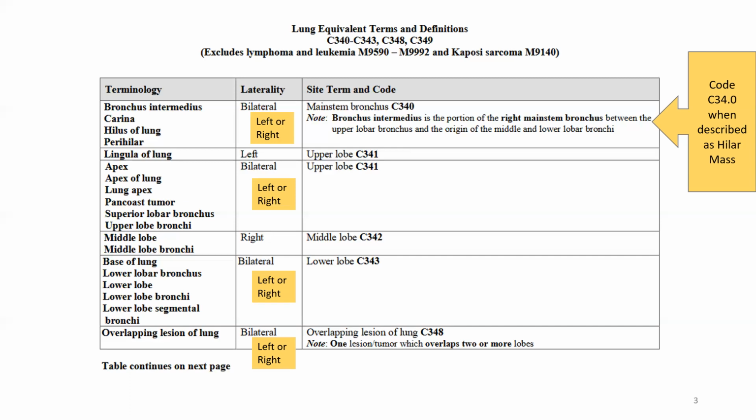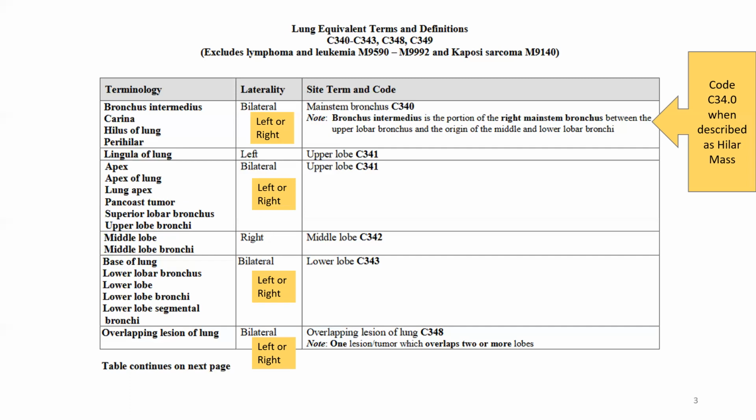This table has terms and anatomical descriptions that are not in the purple ICD-O. Column 2 indicates whether the term is used only for the right or the left, or if it's used for both. So this is not a laterality field. This is just helping you decide if this primary site could be left or right, or is it only right, like the right middle lobe. You can see there's no middle lobe for the left.